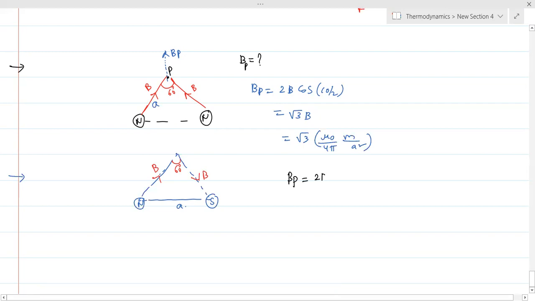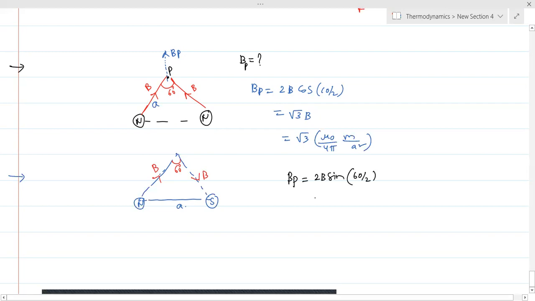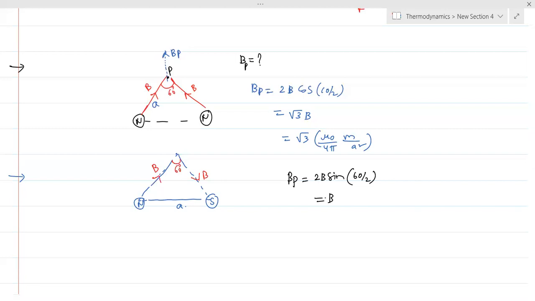So from that we are writing 2B into sin 60 by 2. So finally we are going to have B. In this way we will find out the resultant magnetic field.